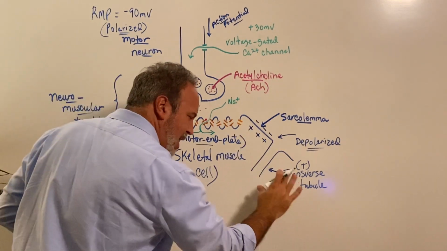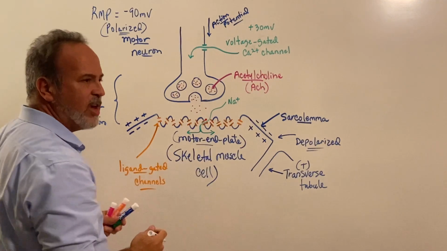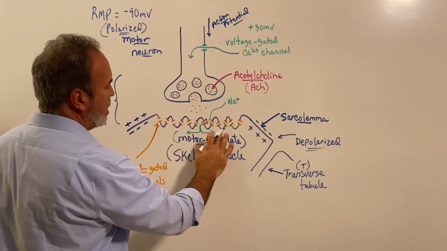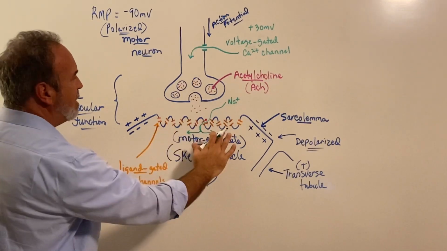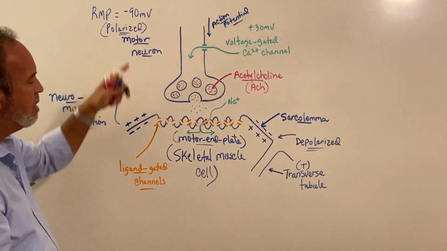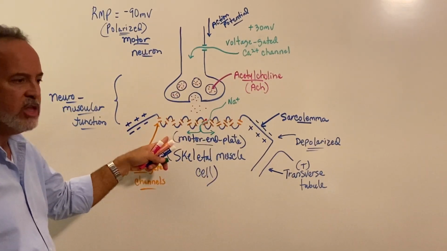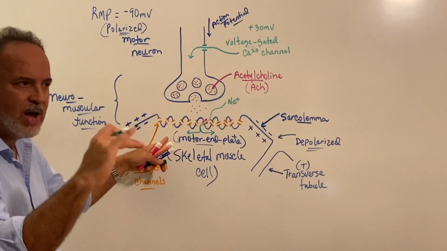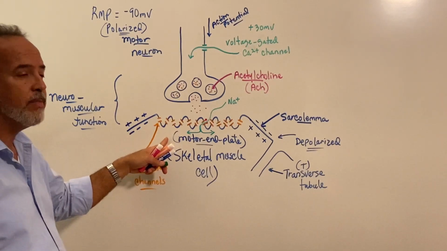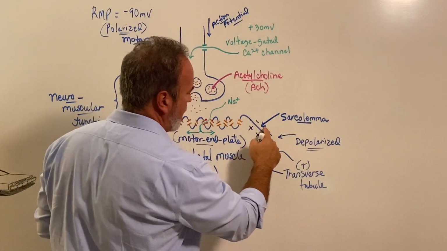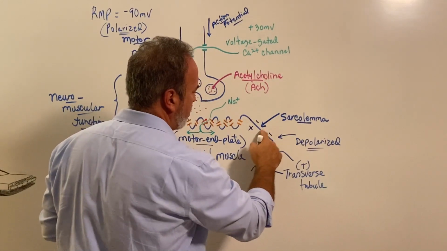But before that happens, we need to open another channel, okay? So right here, we said that the membrane, when it was resting, was at negative 90. When sodium came in, we're going to bring that voltage to negative 55 millivolts, okay? So we're going to draw another channel here.